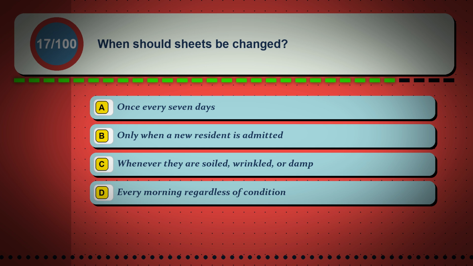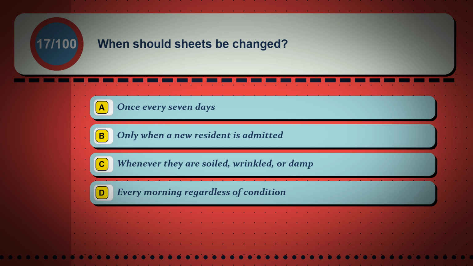Question 17. When should sheets be changed? Option A. Once every 7 days. Option B. Only when a new resident is admitted. Option C. Whenever they are soiled, wrinkled, or damp. Option D. Every morning regardless of condition.